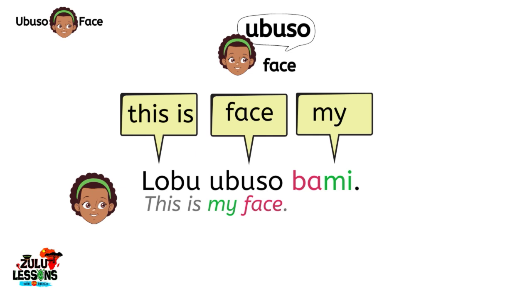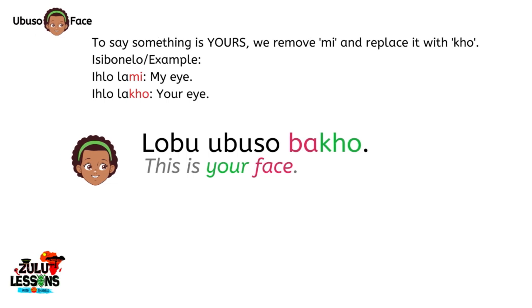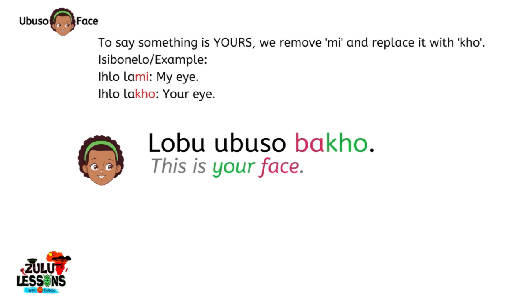But what about if I wanted to say your face? All I remove there is the me, that mi part, the suffix of the possessive. And then suddenly we have bakho. Do you hear that KHO sound? Make it softly, like the sound for ko in English is in C-O-R-E. Ko. So bakho. So that's now your face. Lobu ubuso bakho.